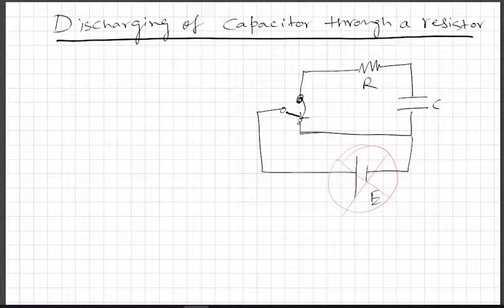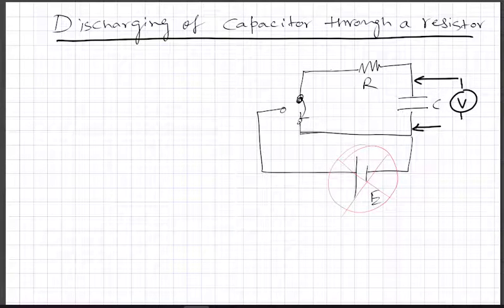First you connect here and then wait until the maximum charge is reached. It reaches a maximum voltage measured across the capacitor. Then what you have to do is change the position of the switch and start the clock. Go on measuring the voltage across the capacitor terminals.